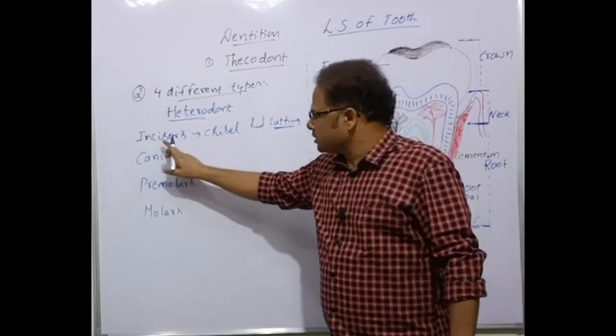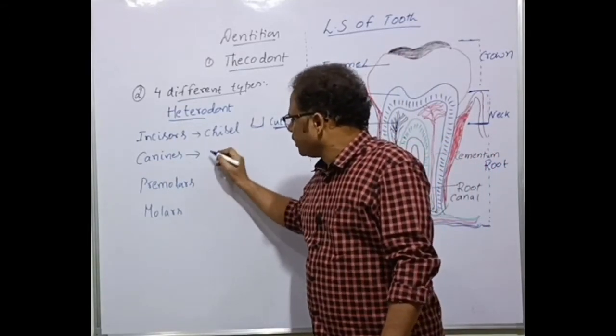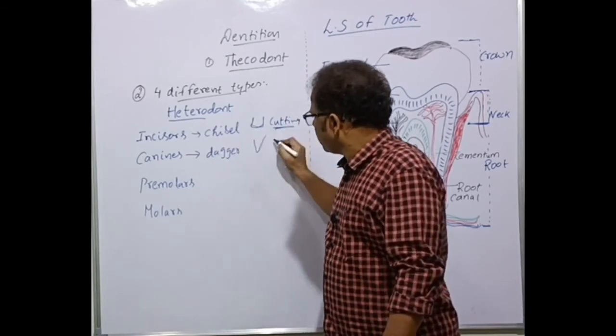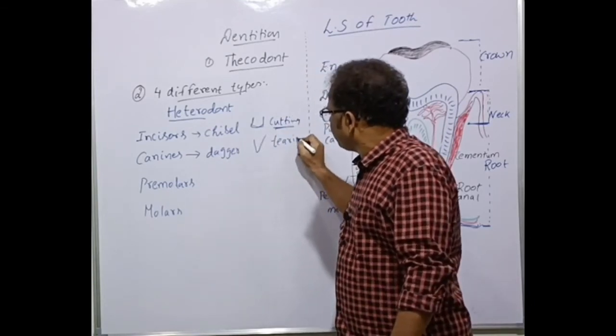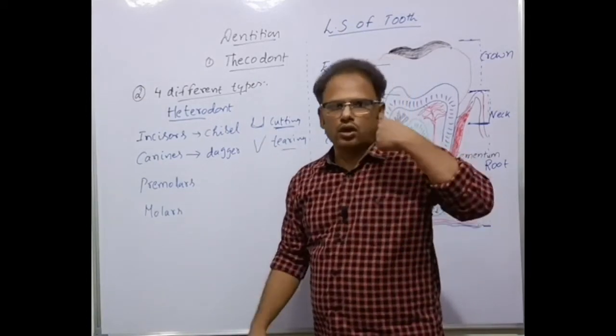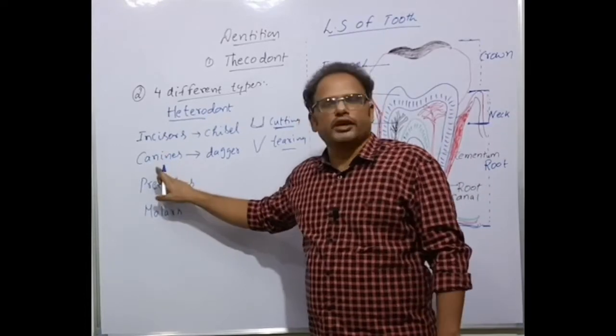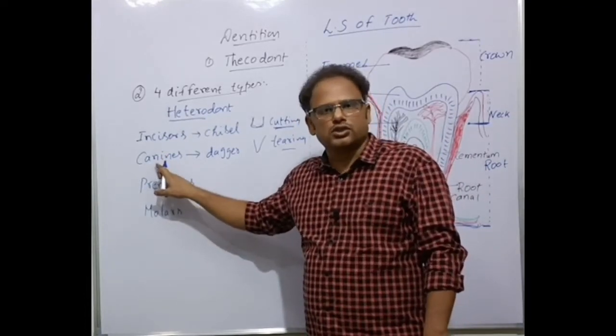So they are incisors. Next one is the canines. They are dagger-like, very sharp. That's why they are useful for tearing the flesh. When you eat non-vegetarian food, you tear the flesh like this, isn't it? These canines are especially developed in carnivores like tigers and dogs, isn't it?